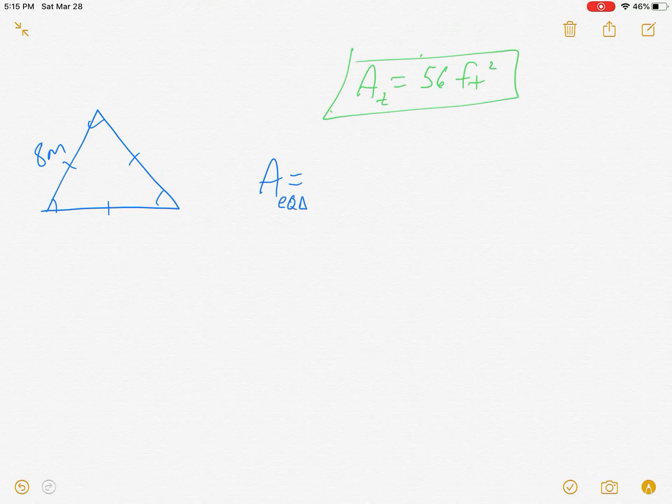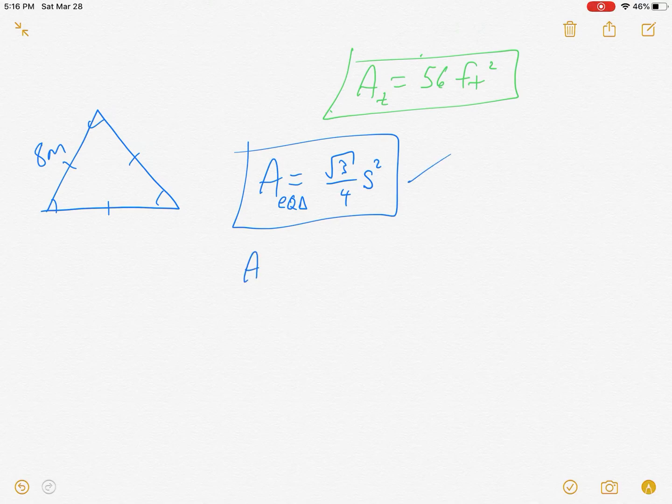It is square root of 3 over 4 times the side length squared. This is not in your book, I don't think. But we derived it in class by drawing an altitude and doing all that 30, 60, 90 stuff, and we don't want to do it again. We have the formula now. Let's use it. So in this one, it's simply square root of 3 over 4 times 8 squared.